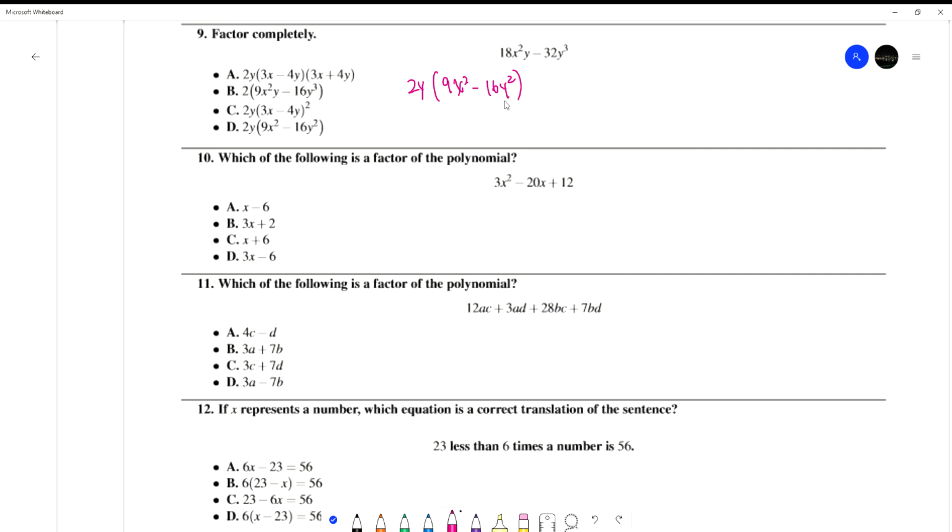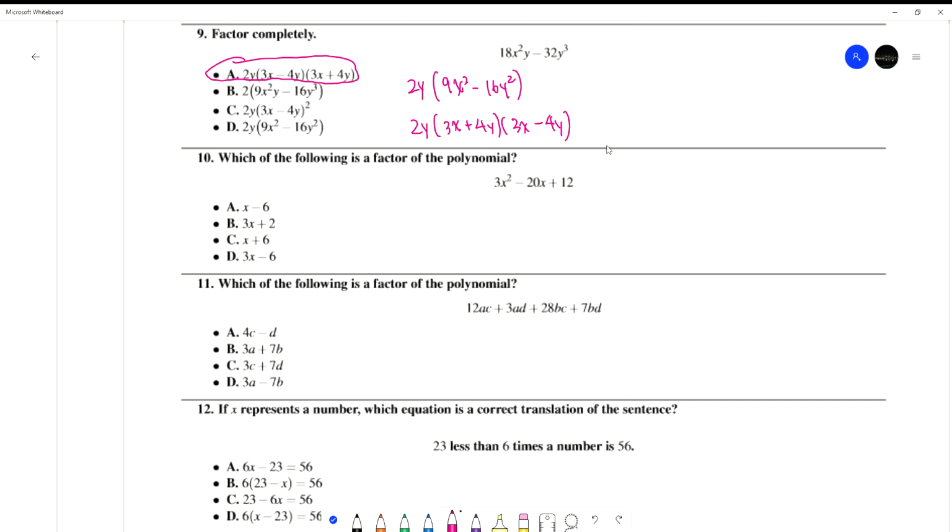This is a difference of squares, right? So that comes out to 2y times 3x plus 4y and 3x minus 4y, right? The order of these factors doesn't matter. Answer choice A.